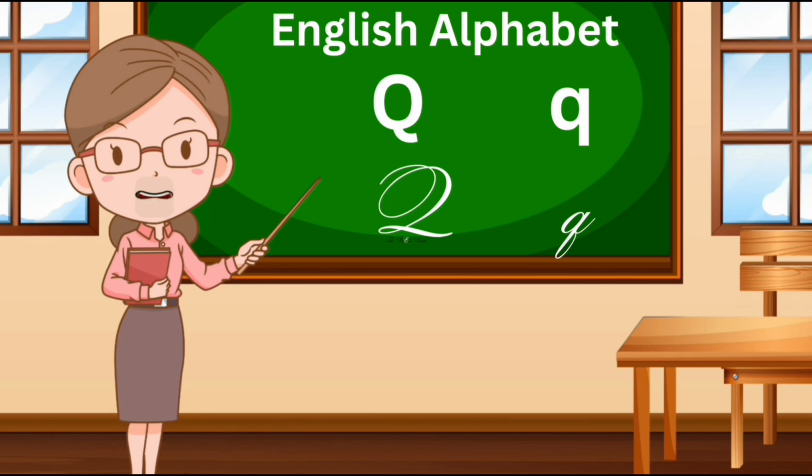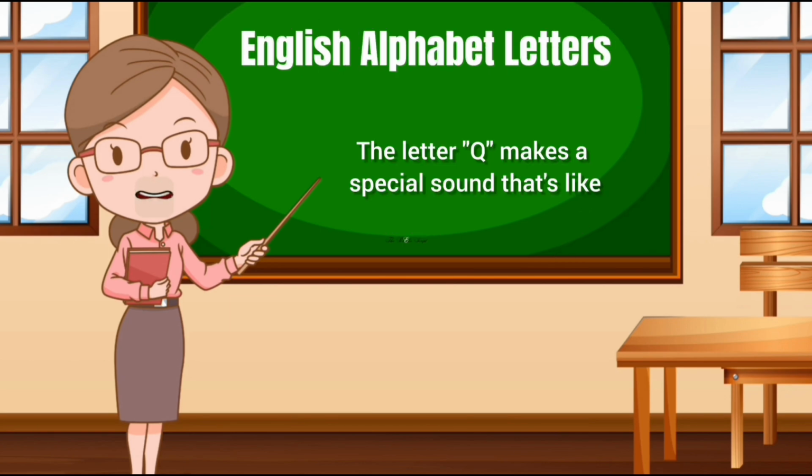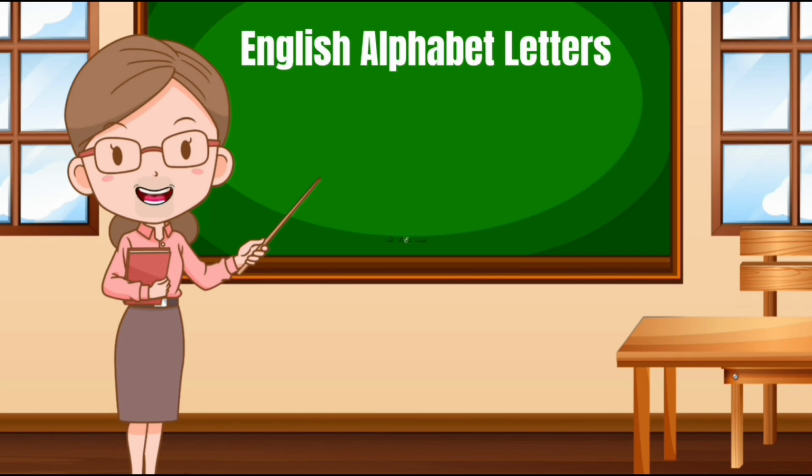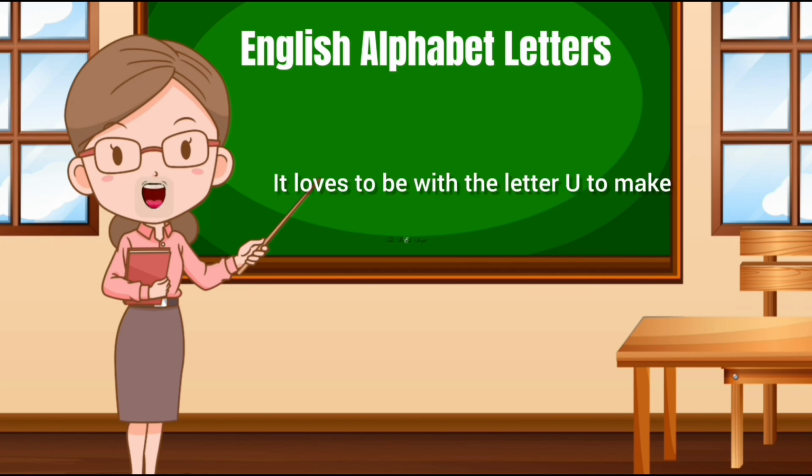This is the alphabet letter Q. The letter Q makes a special sound that's like Qu, almost like a little quack. Children, can you try saying Qu. Quack. Fantastic! That's the sound of Q. It loves to be with the letter U to make words like queen, quilt, and quite.